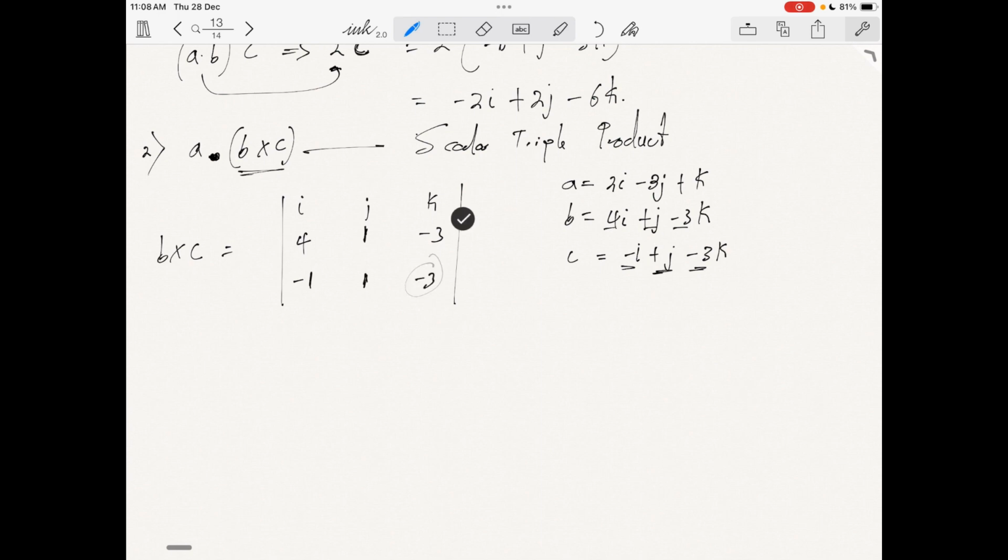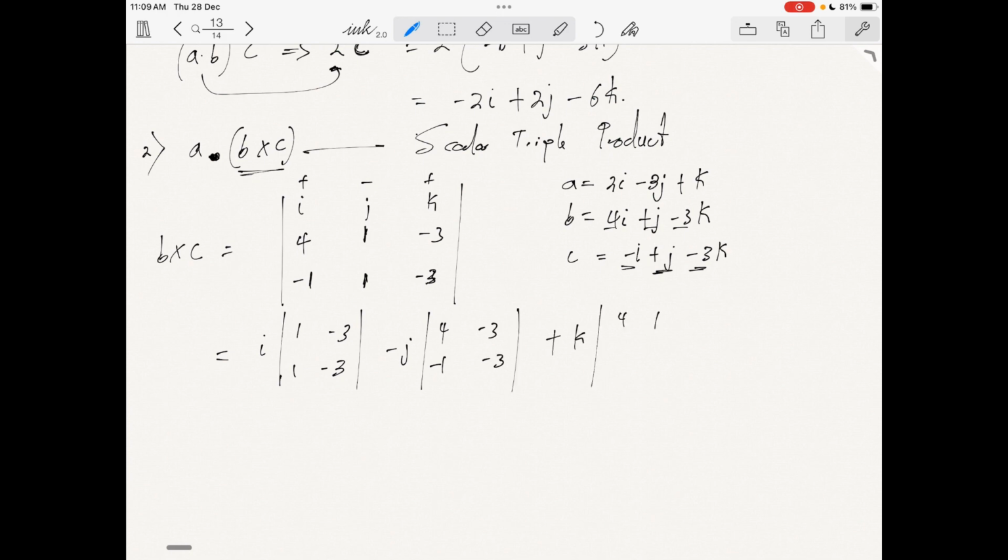So now we have to solve this. Okay, so this will give us i, and then we want to reduce it down to 2 by 2 matrices individually, like we did in the matrix videos. So this is i into the 2 by 2 of 1, minus 3, 1, minus 3, minus j, remember we're using plus, minus, plus, into 4, minus 1, minus 3, minus 3, and plus k into 4, 1, minus 1, 1.